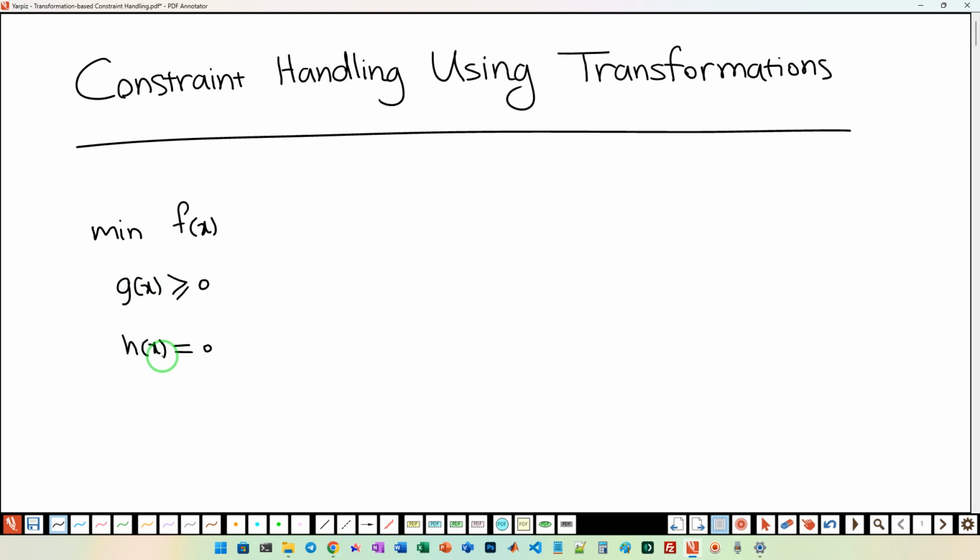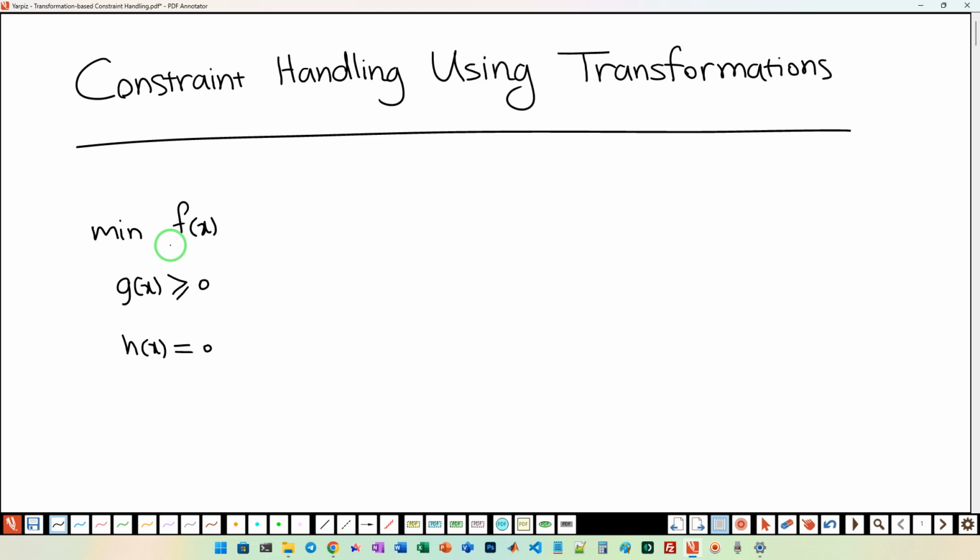Now, we need to make sure that our solution satisfies these conditions, and every solution which satisfies these conditions is called a feasible solution. We need to make sure that we're giving a feasible solution, because minimizing the value of the cost function is not enough. We need a feasible solution which minimizes the value of the cost function. That's the concept of constraint optimization, and handling these conditions is called constraint handling.